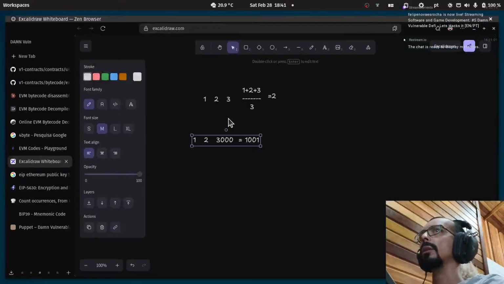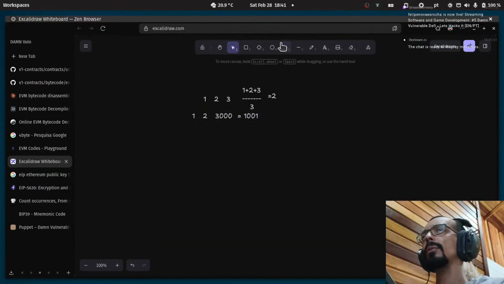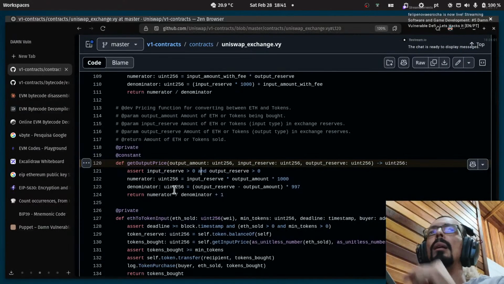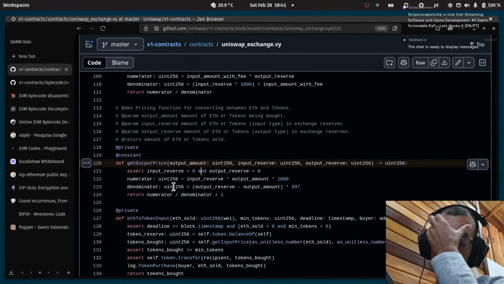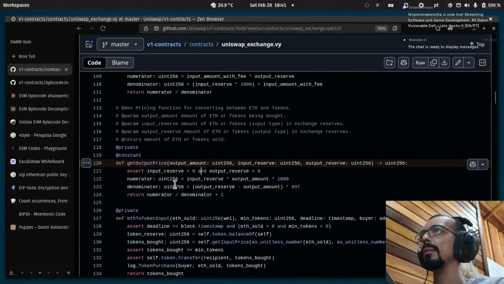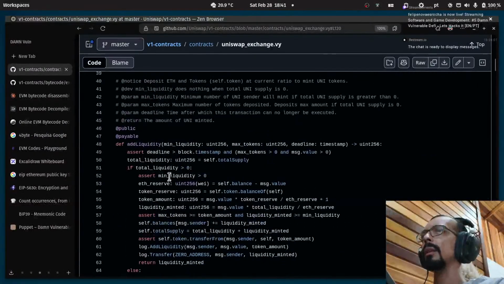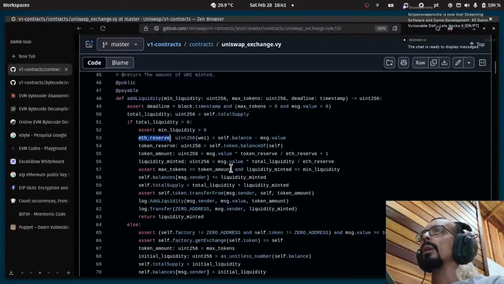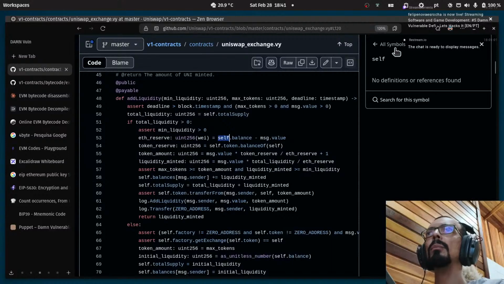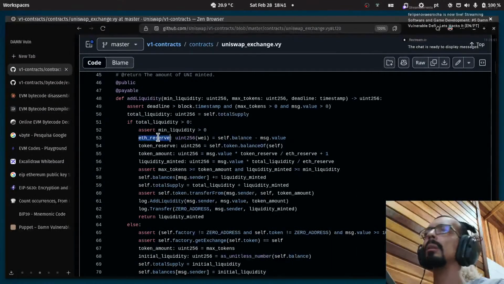So let's go to Scholar Draw. In Scholar Draw, let's refresh how V1 works. V1 doesn't have the relationship of K. Let's go to add liquidity. Here we get the self-balance less how much was added. That's something cool. It means that already in the function, the max value was added to the balance. So they want to know the reserve before the value added.